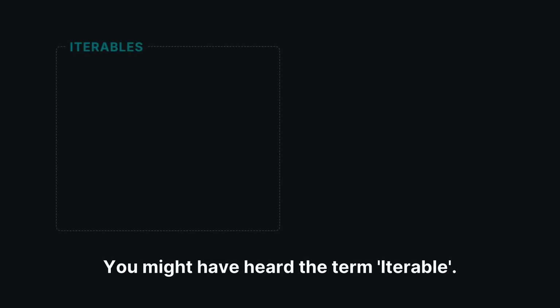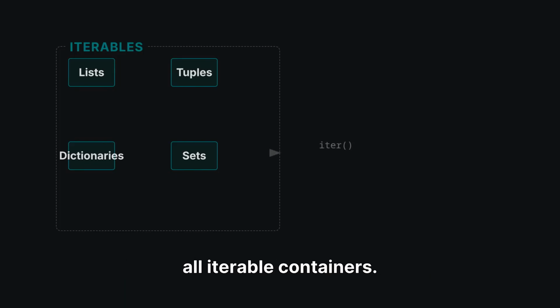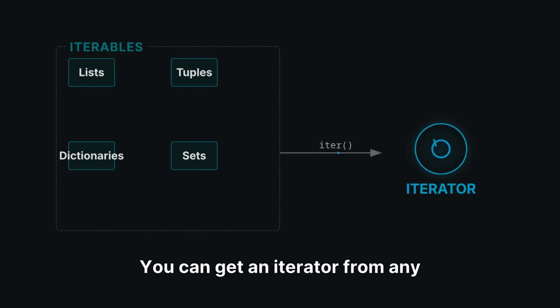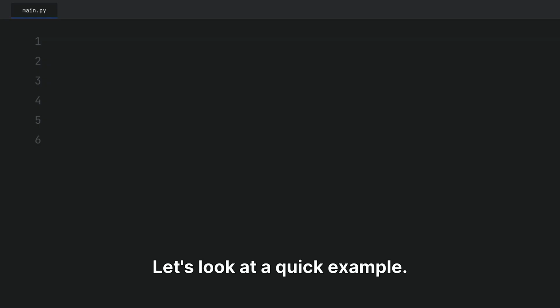You might have heard the term iterable. Objects like lists, tuples, and sets are all iterable containers. You can get an iterator from any of them using the iter method. Even strings are iterable. Let's look at a quick example.